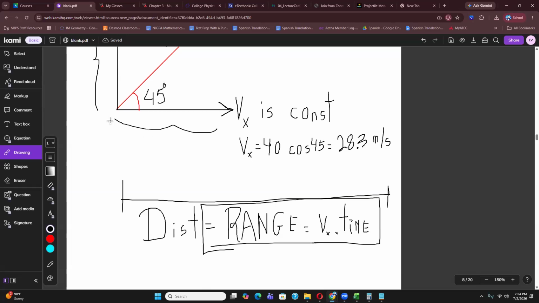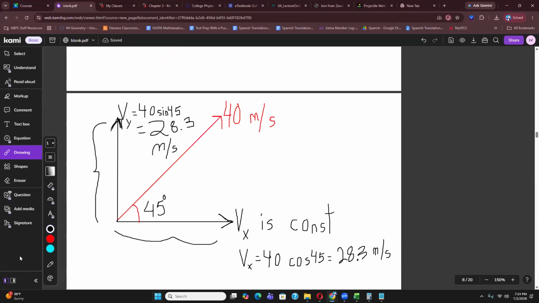It's easy. However, for y, the object is going up and then down, so this is not constant. This is the initial velocity on y. Okay? So one way that we're going to label this is like this: V initial on y. You see that? V initial on y. So that is 28.3 meters per second.